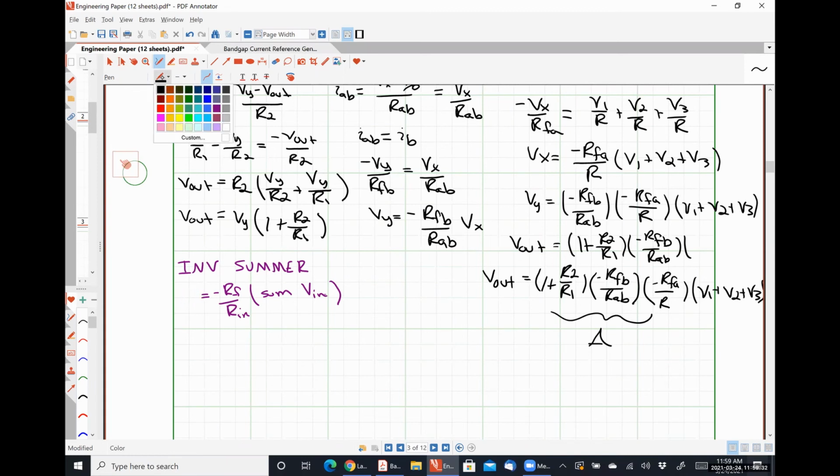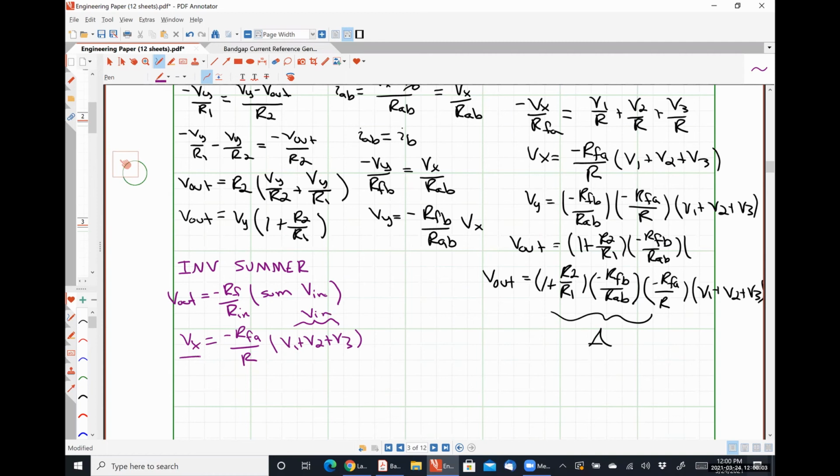Actually it's going to be V out. V out is this. So in our case, Vx will equal negative RFA over R times V1 plus V2 plus V3. Let's call this our input voltage, Vn, and this our output, Vx. And so we have our gain right here as A1 equals negative RFA over R.